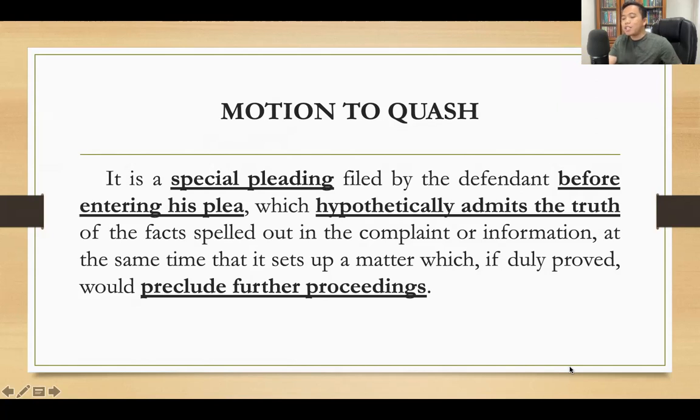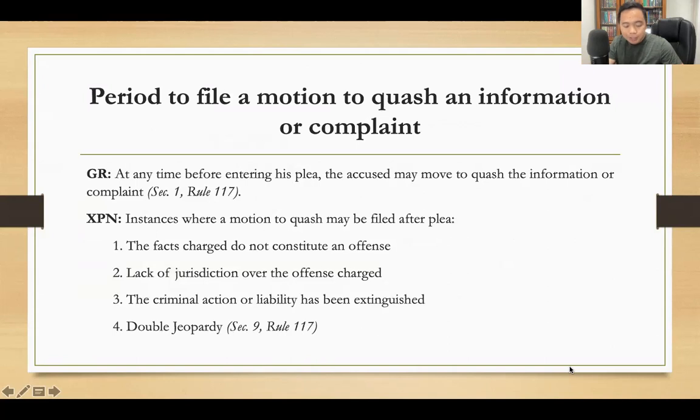A motion to quash will hypothetically admit the truth. When you say hypothetical admission, the motion to quash will admit the truthfulness of the charge against the accused, but the motion to quash will set up a matter which, if proven, will preclude further proceedings, meaning to say the case will be dismissed. Now, a motion to quash is in the nature of a motion to dismiss.